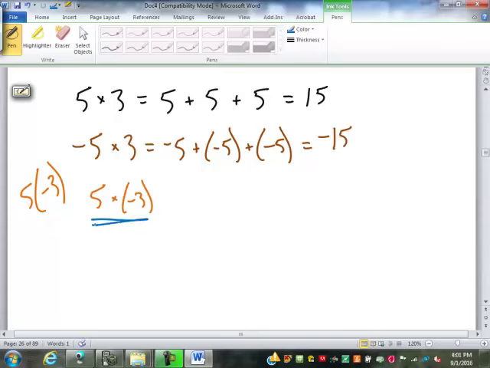But anyway, back to this. Is it possible to take negative 3 5s and add them together? To add 5 to itself negative 3 times? No, it's not. So that doesn't really make sense.